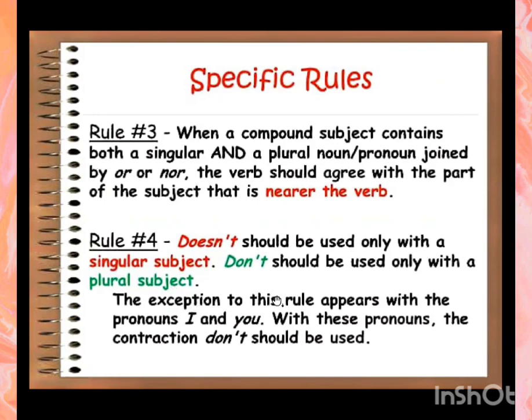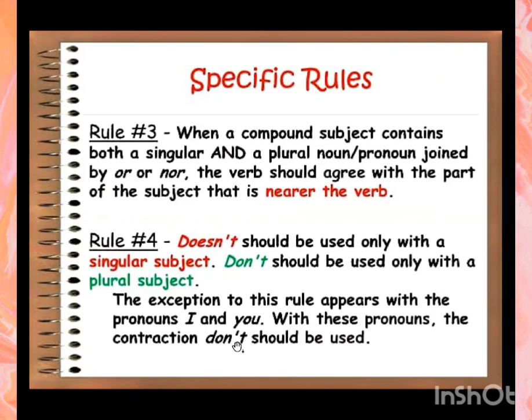The exception to this rule appears with the pronouns I and you. With these pronouns, the contraction don't should be used. Like I don't know, I don't want to eat, or I don't want to finish this work, or you don't talk to me, you don't play here, you don't go out. So we can see that with these pronouns, the contraction don't should be used.